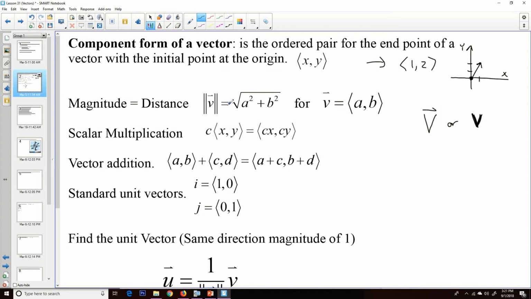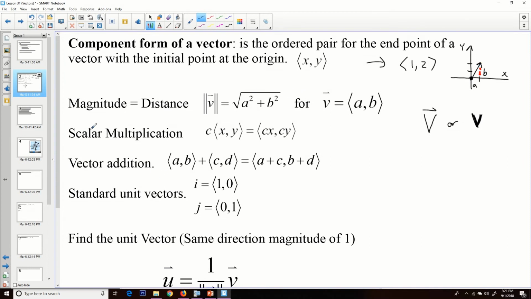You'll see this kind of looks like the Pythagorean theorem, and in fact it is. If I want to know the magnitude of the vector, that's the same as the distance. If I draw in a right angle, this side right here is a and this side right here is b, and the magnitude is the length of the vector. Since it's a right triangle, a squared plus b squared equals c squared, and if I want to just find c, I take the square root of a squared plus b squared. So that's pretty straightforward.